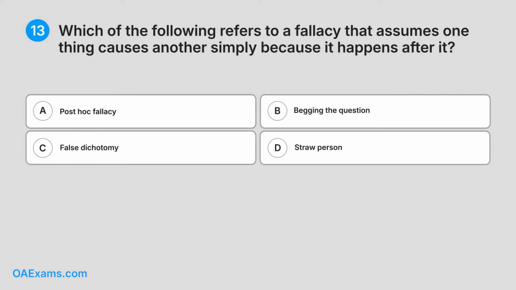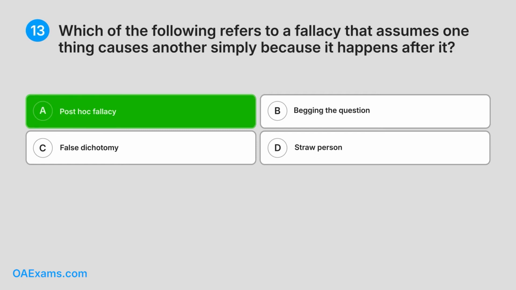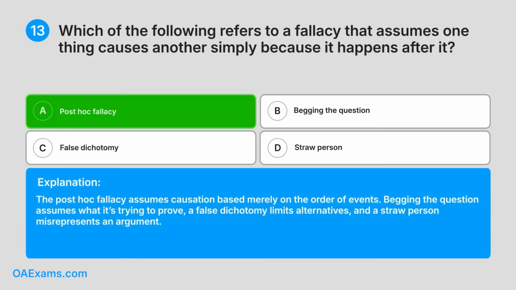Correct answer. A. Post hoc fallacy. Explanation. The post hoc fallacy assumes causation based merely on the order of events. Begging the question assumes what it's trying to prove. A false dichotomy limits alternatives, and a straw person misrepresents an argument.